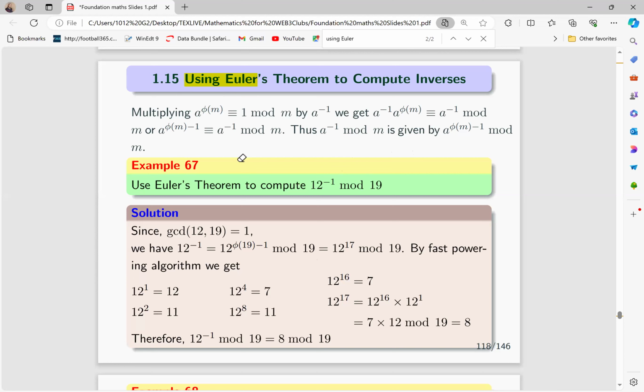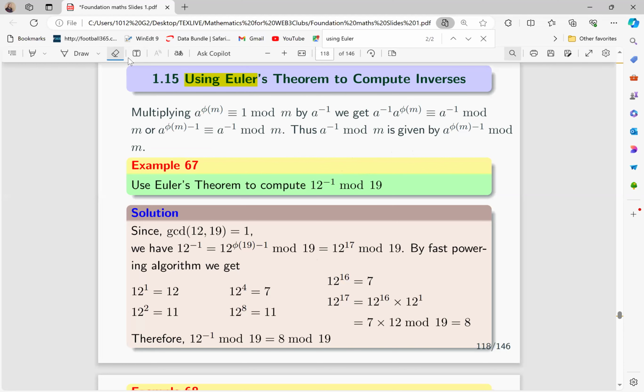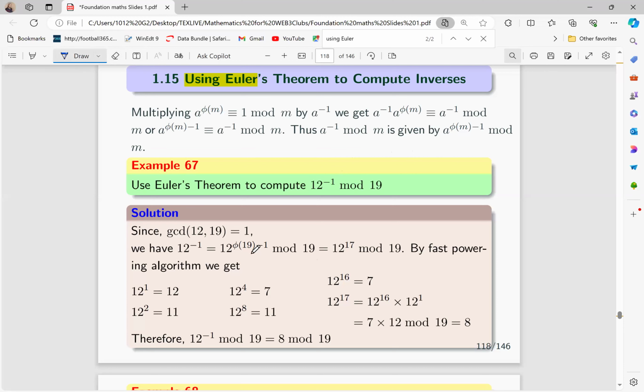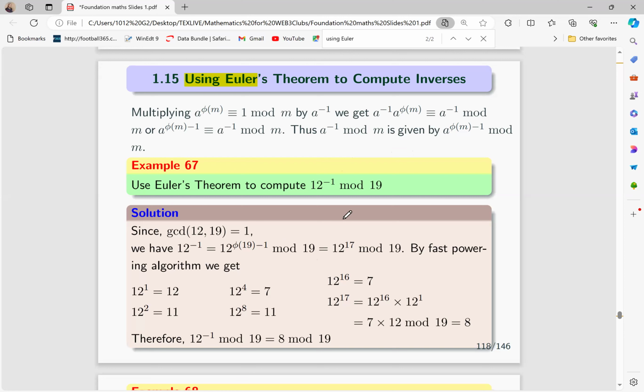But before that, let's look at Euler's theorem and see how to find the inverse. And these inverses, we'll be using them in that cracking also. Now, I want the inverse of 12 mod 19. I begin by checking whether these numbers are relatively prime. And we can see that for sure they are relatively prime. And since they are relatively prime, what does Euler say about the inverse of 12?